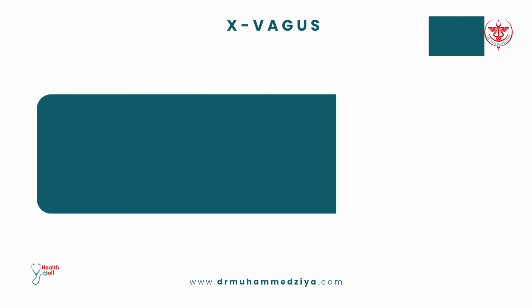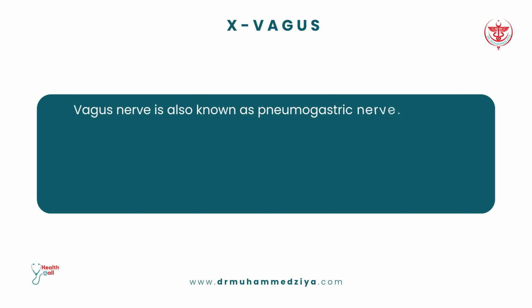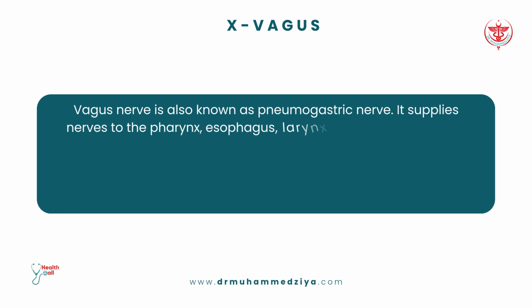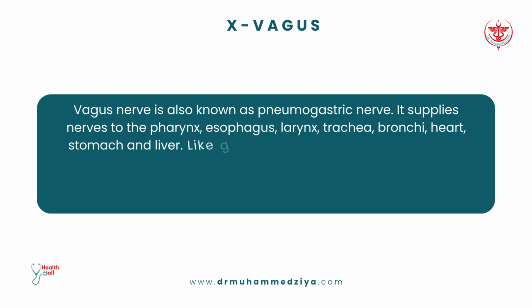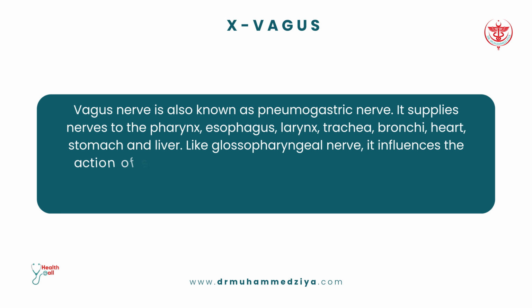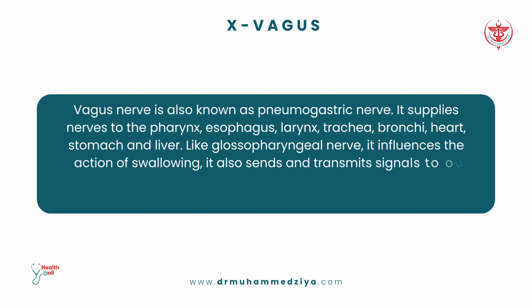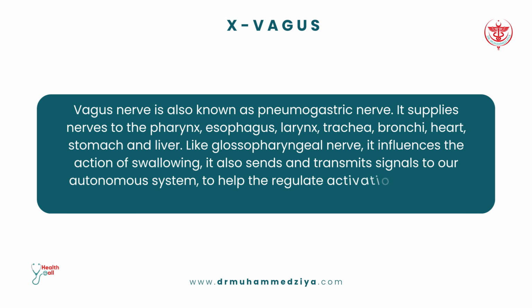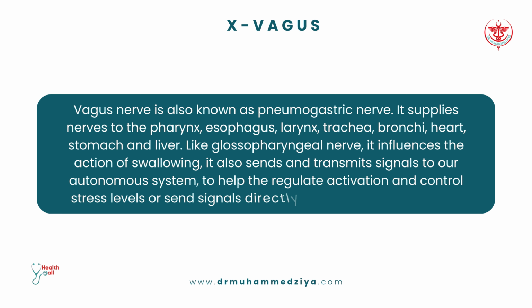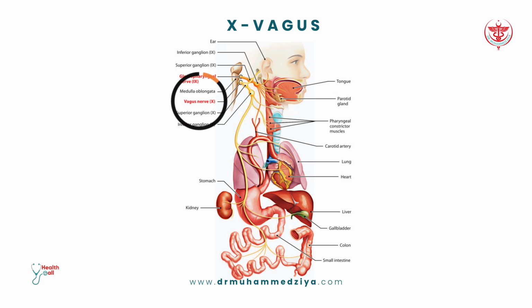10. Vagus. The vagus nerve is also known as the pneumogastric nerve. It supplies nerves to the pharynx, esophagus, larynx, trachea, bronchi, heart, stomach, and liver. Like the glossopharyngeal nerve, it influences the action of swallowing. It also sends and transmits signals to our autonomic system to help regulate activation and control stress levels, or sends signals directly to our sympathetic system.